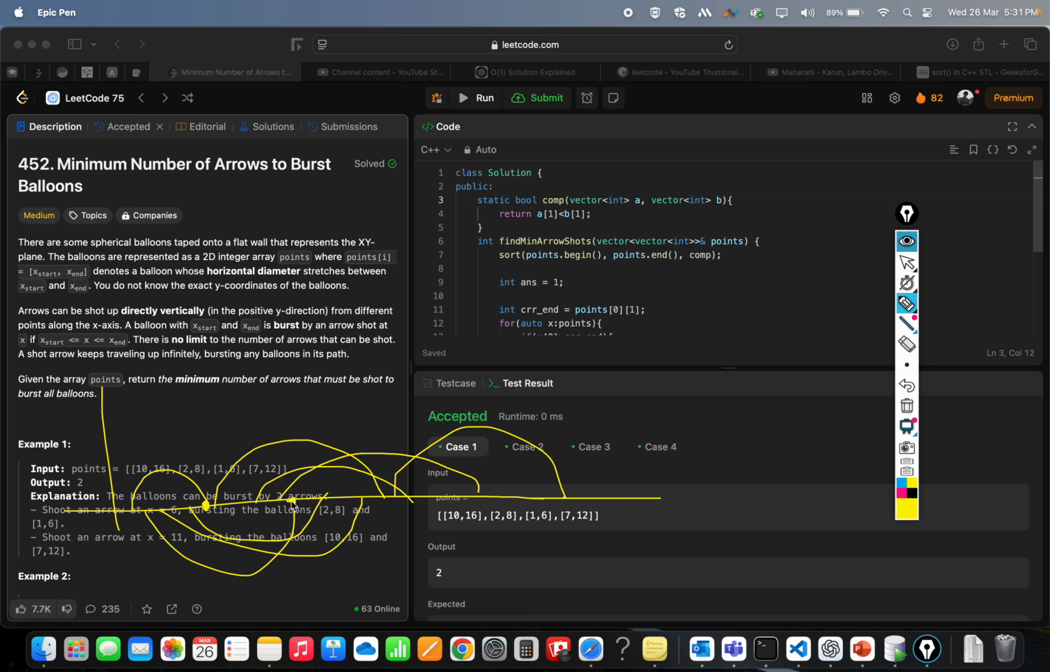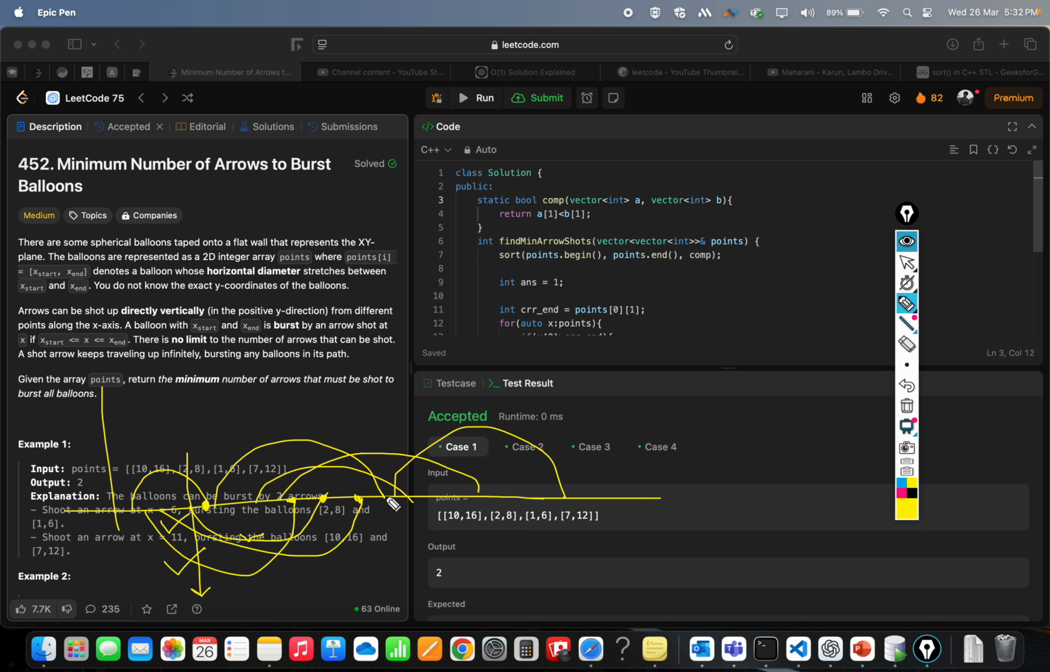So I will check if the start of this balloon is before this end. Yes, the start of this balloon is before this end, so I can burst this. I will pass this and go for the next end. The start of this balloon is also before this end, so I can burst this also using the same arrow. Then this end is coming just after this end, and the start of this balloon is also before this end, so I will burst this. So these four balloons I can burst using a single arrow.